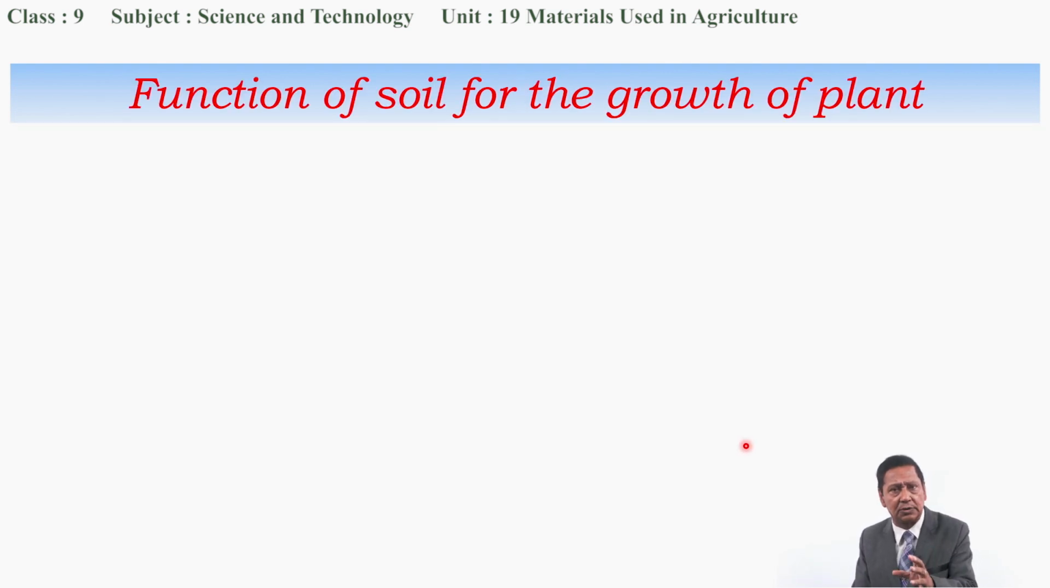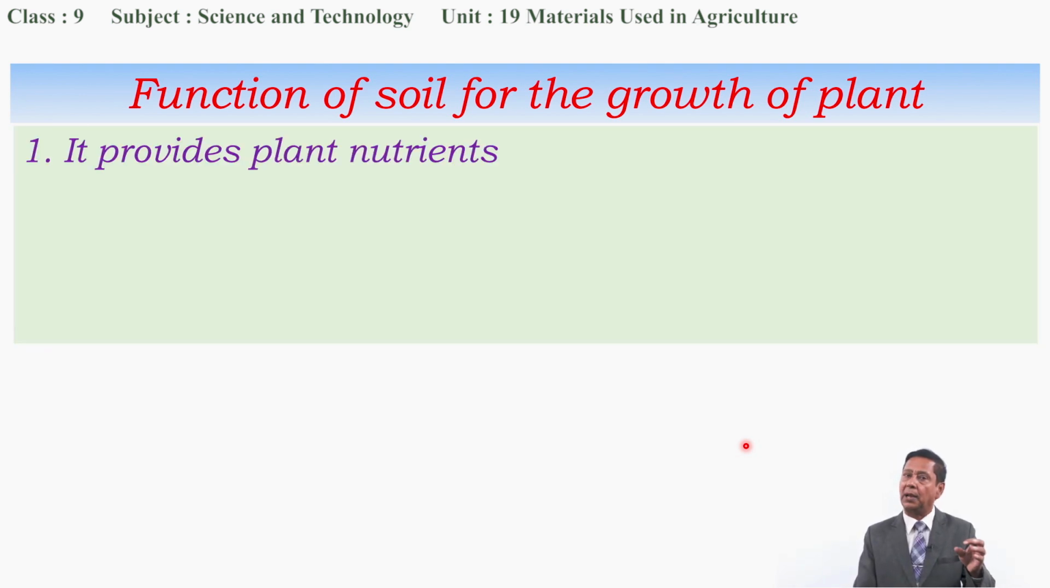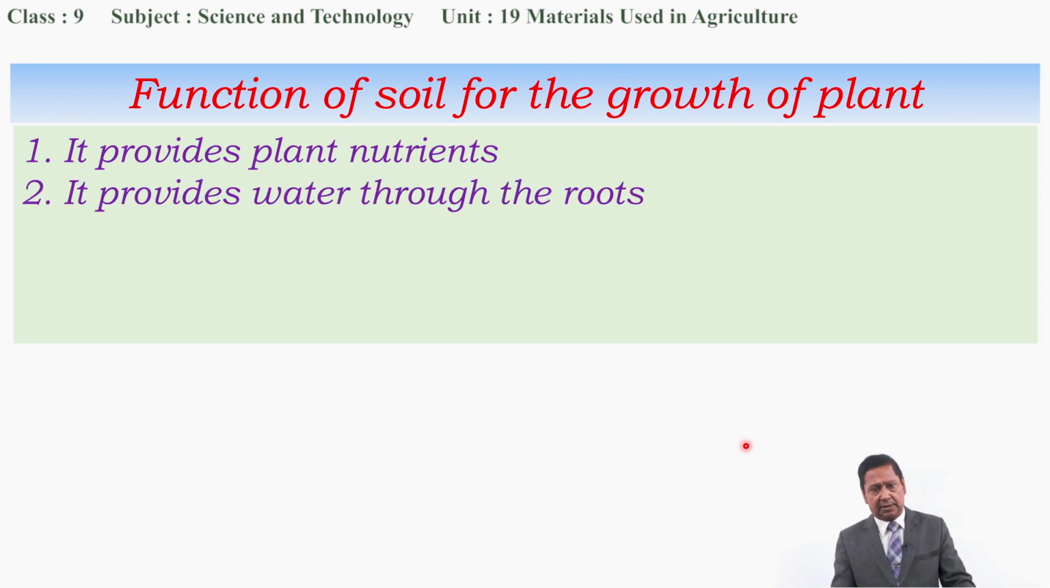And what are its functions? I want to mention the major functions of soil. It provides plant nutrients. Actually, soil is the reservoir of plant nutrients. All the nutrients except a few which they take from the atmosphere, all the nutrients are supplied to the plant by the soil. And that's why it provides plant nutrients. What provides plant nutrients? Soil provides plant nutrients. It is the reservoir for the plant nutrients. Next point, it provides water through roots. Nutrients are also provided by the root actually, and the water is also provided by the root.